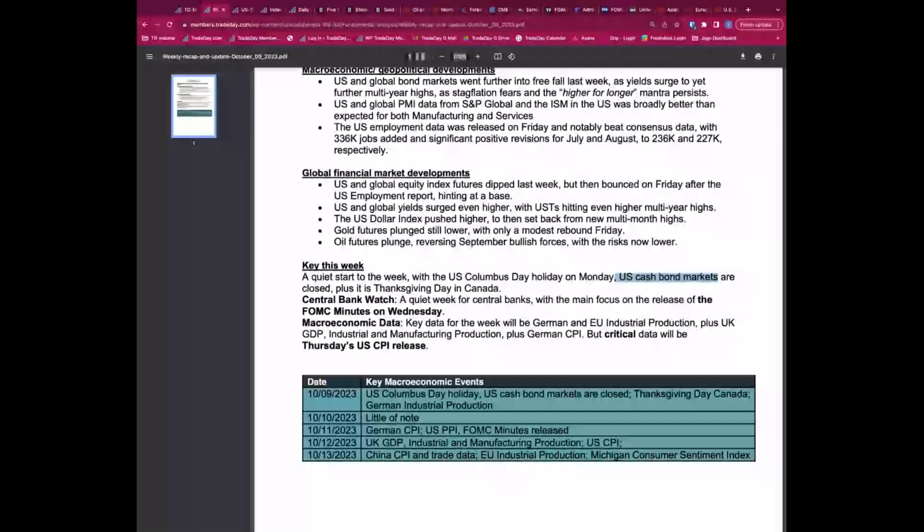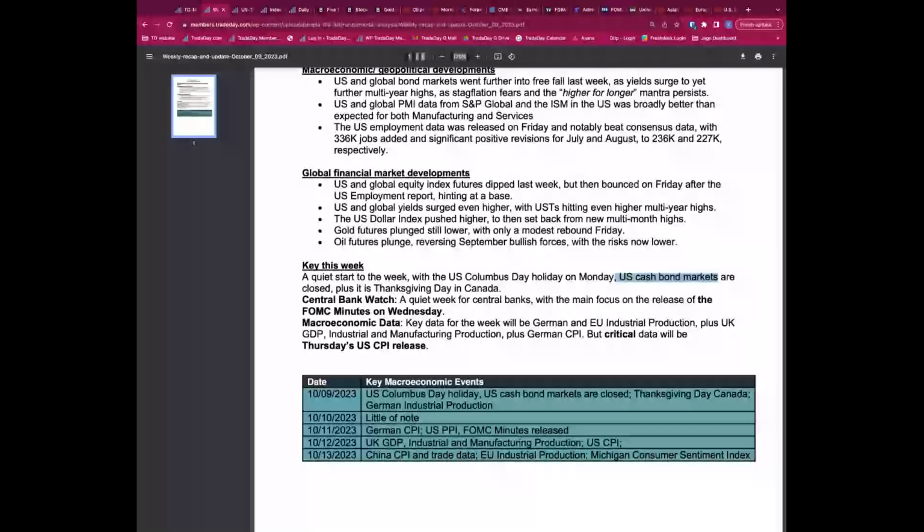So the bond futures are open, and the cash equity indices. Wall Street's open as normal. You can buy stocks, actual cash stocks, and you can also trade the stock indices. On the futures side, futures are fully open, so you guys can trade as much as you want today.